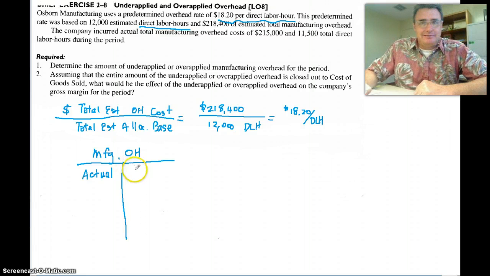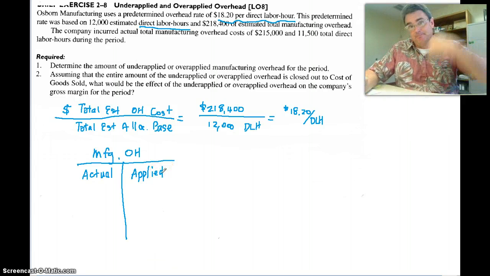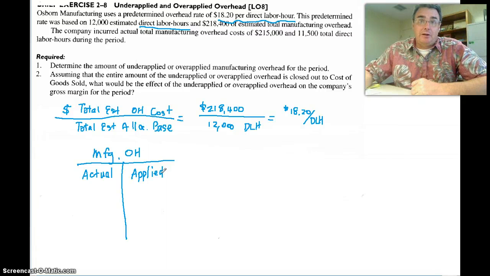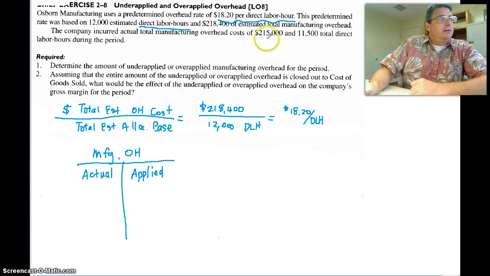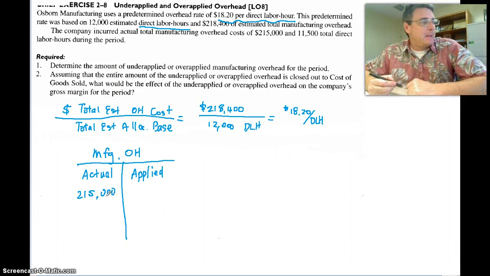What goes on the right side? Applied. Yes, it's also credits. But I want to focus your mind on the idea of the applied. So let's put the numbers in. What's our actual manufacturing overhead for the year? Did you find it in the problem? It's the second sentence right here. $215,000. That's our actual total manufacturing overhead cost. So let's put it in. $215,000.